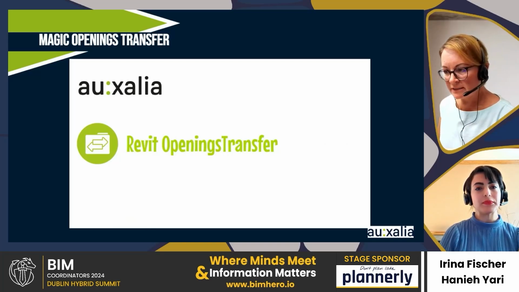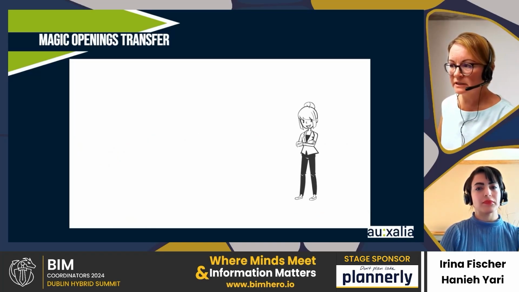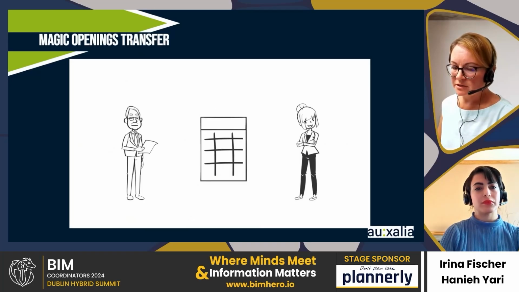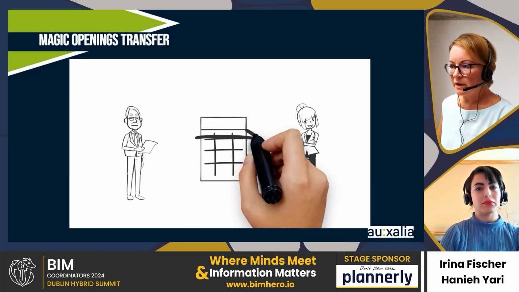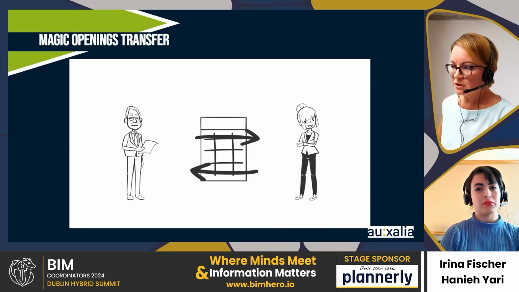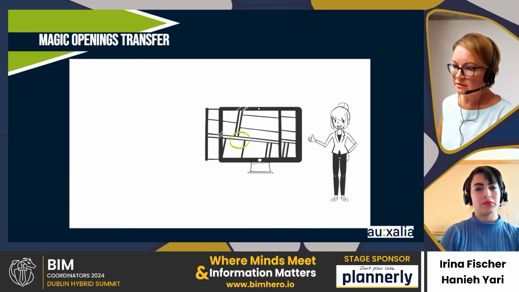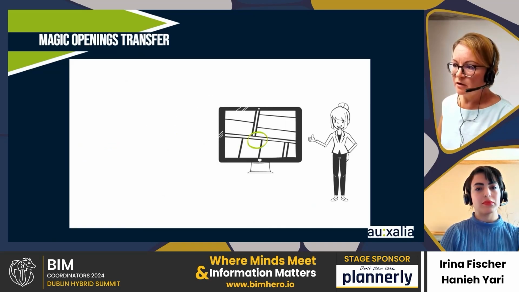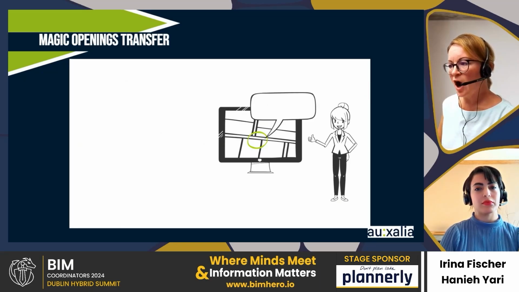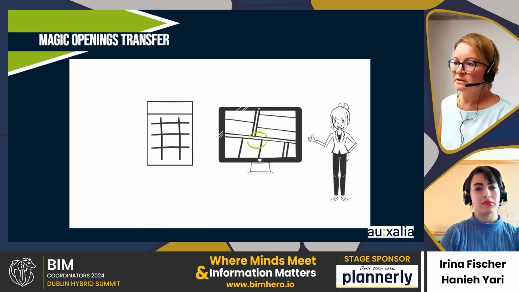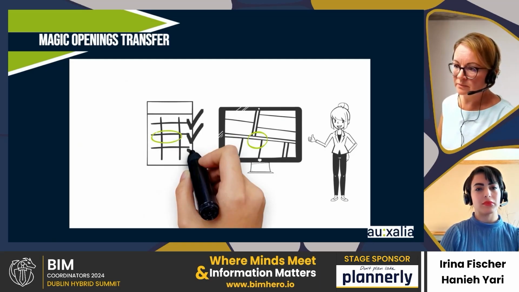Our approach to addressing these challenges involves several key steps. Data preparation. Begin with thorough preparation in the MEP model. Ensure that all openings are correctly defined, categorized, and documented before initiating the transfer. Export procedure. Follow best practice for exporting openings data from the MEP model. This includes adhering to standardized formats and protocols to ensure compatibility with the architectural model.